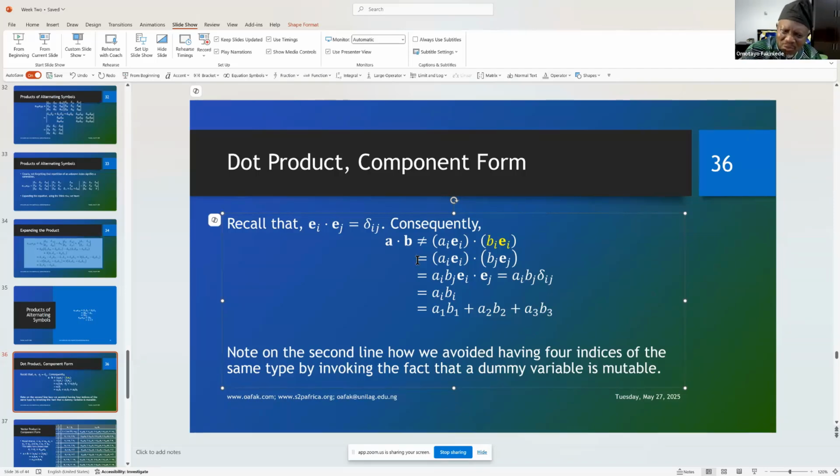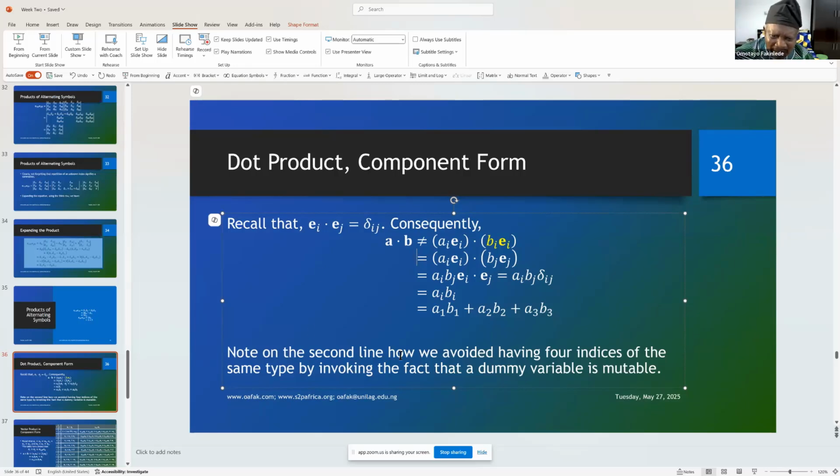Straight away, that is what A dot B is. And you will see that if you understand how to use these symbols, many of the things that are serious theorems will just become transparent.